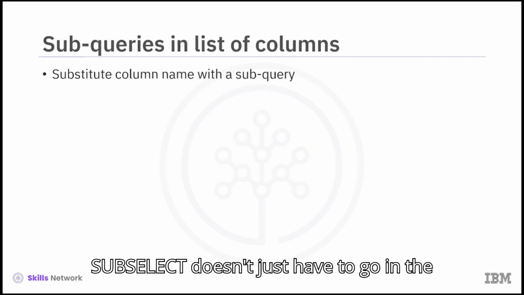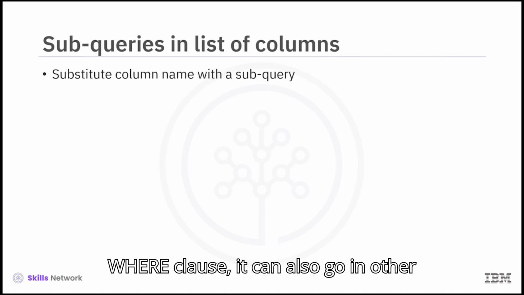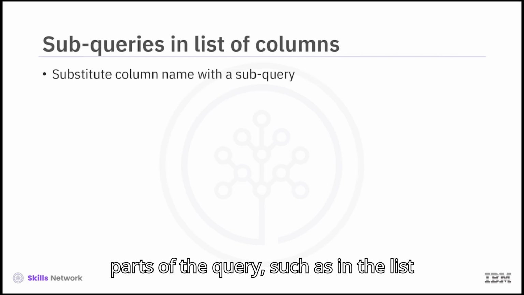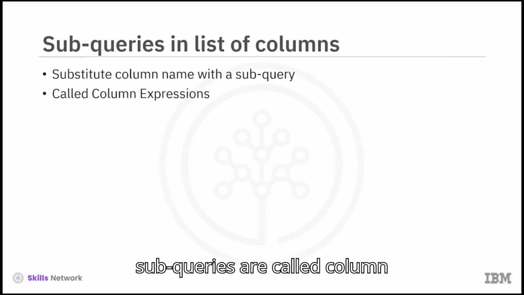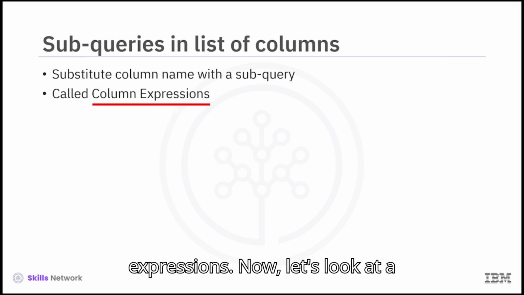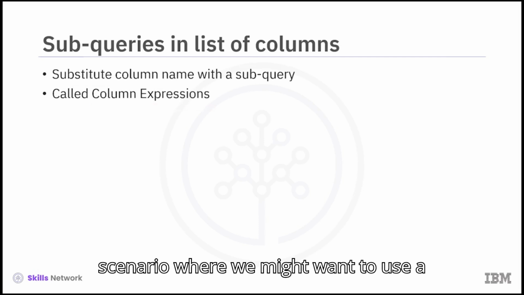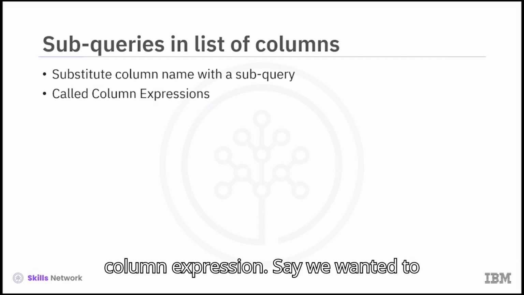The subselect doesn't just have to go in the where clause. It can also go in other parts of the query, such as in the list of columns to be selected. Such subqueries are called column expressions. Now, let's look at a scenario where we might want to use a column expression.